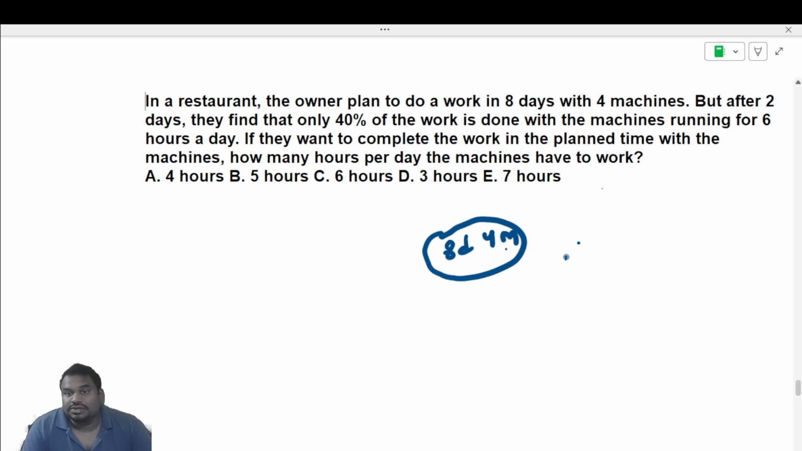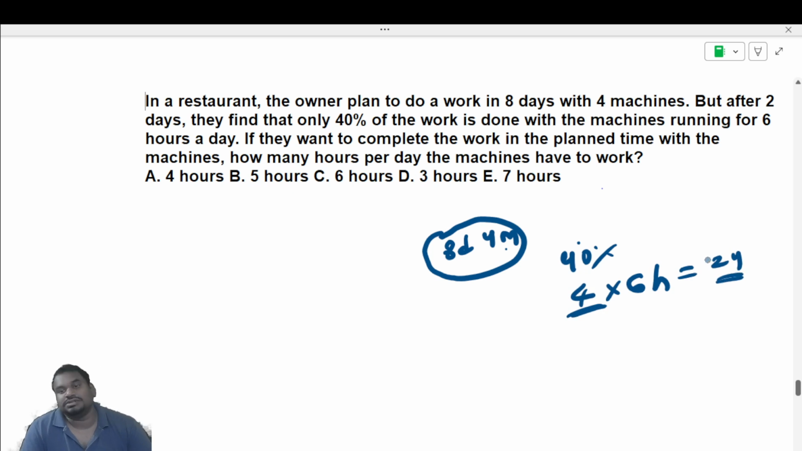They find that only 40% of the work is done with the machines running 6 hours a day. Each machine runs 6 hours a day. Then 4 machines, 4 into 6, 24. 24 hours, 24 units of work. So that is 6 hours a day, and 24 units of work is done.